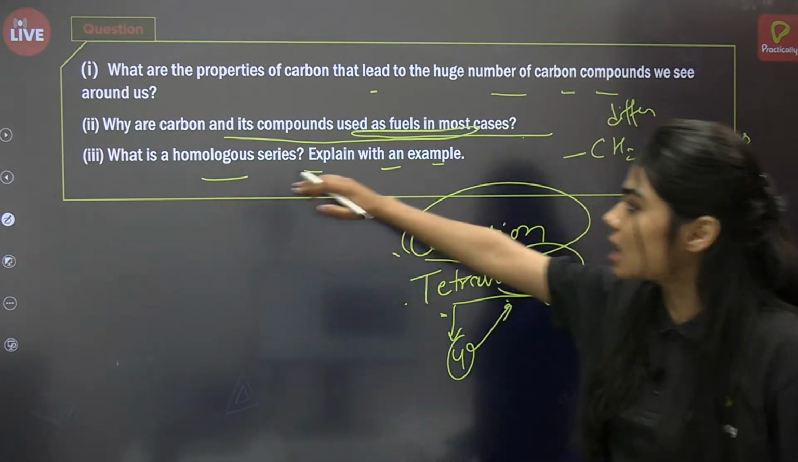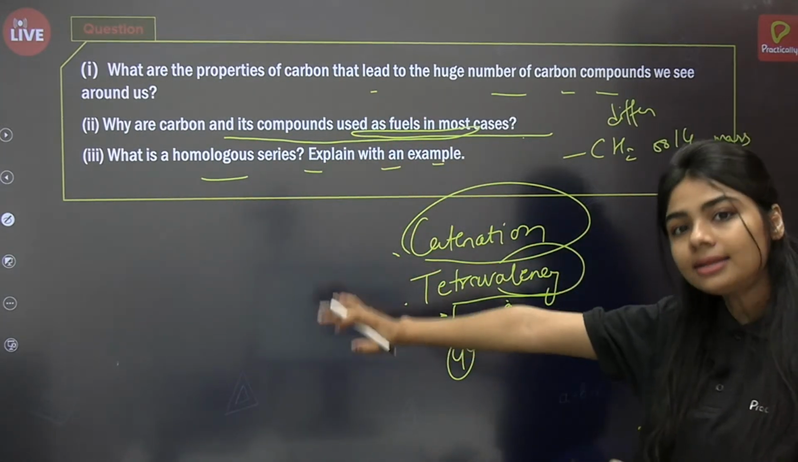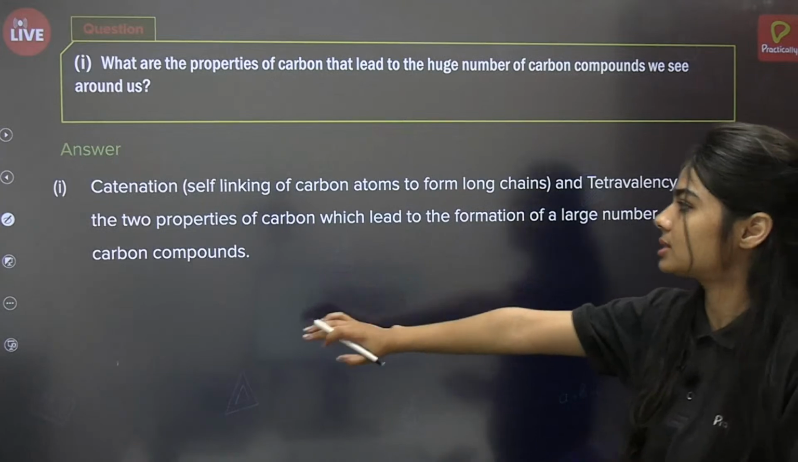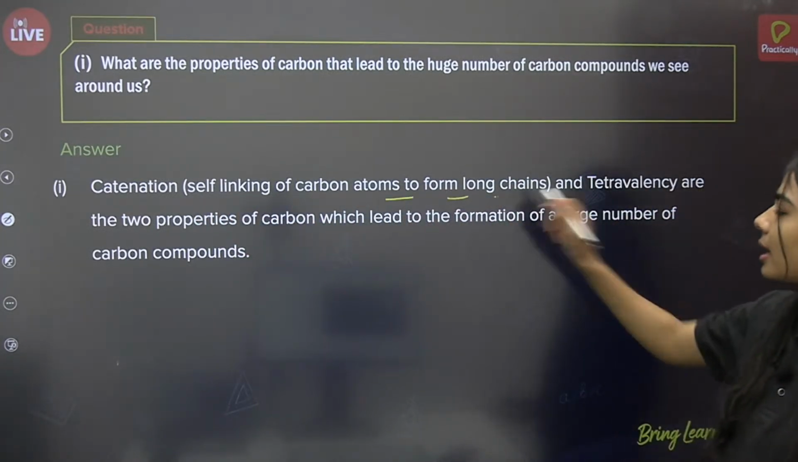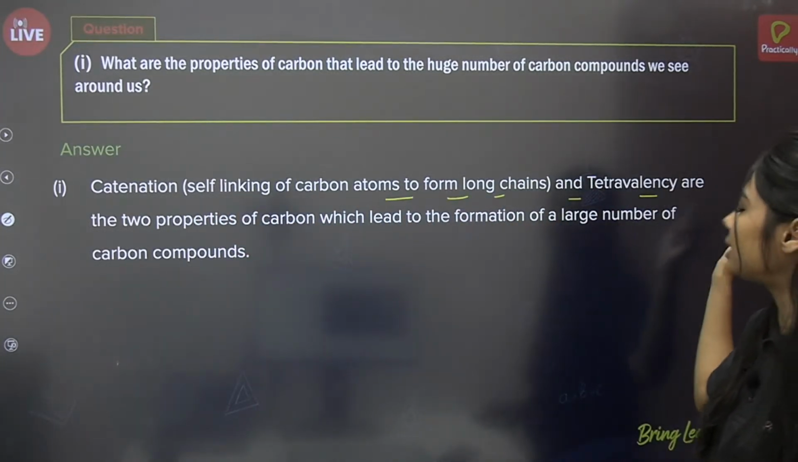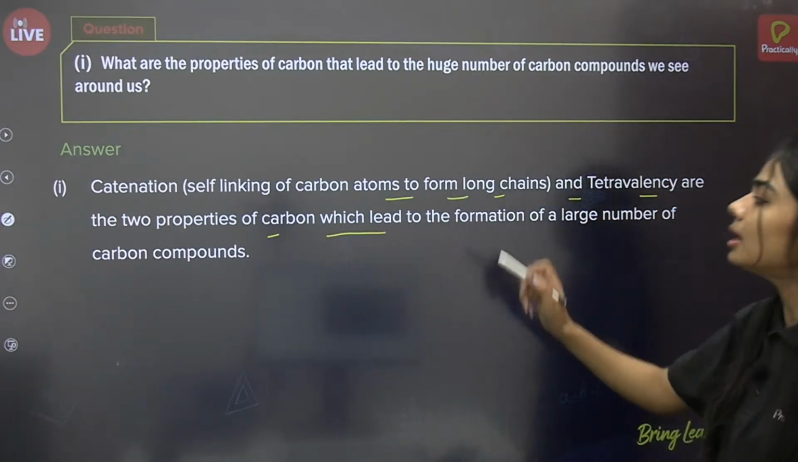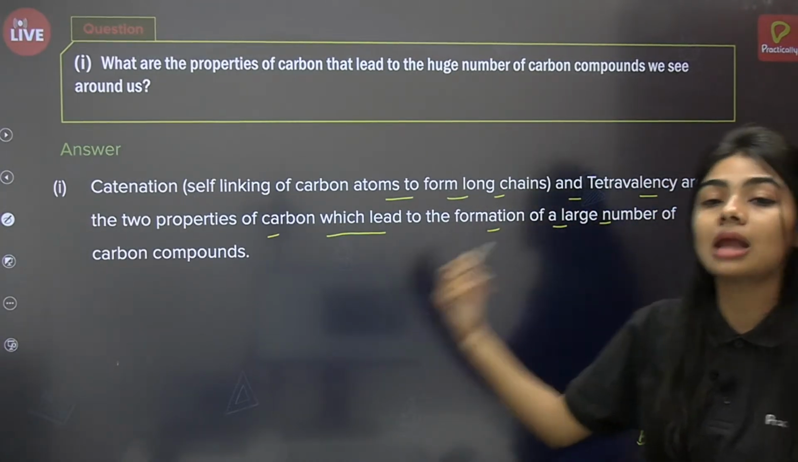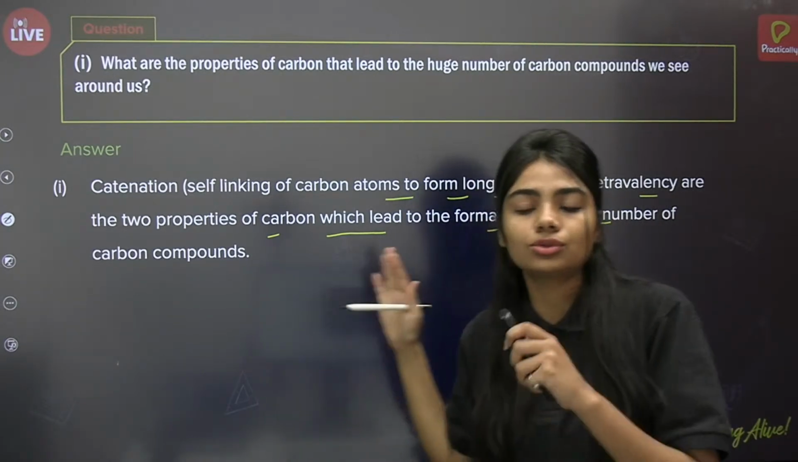Okay, so this is how you need to write the answer. But how? Let's see once. Catenation is the self-linking capacity to form long chains, and tetravalency. These are the two properties of carbon which lead to the formation of a large number of compounds. This is how you should write.